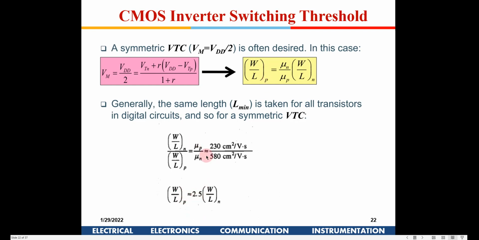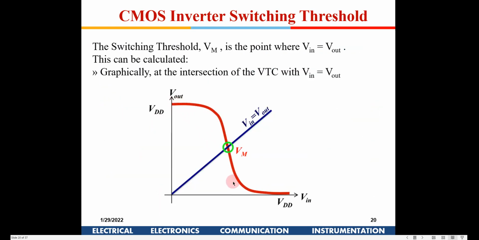So for example, if you see here, the mobility of P is only 230 and the mobility of N is 580 around centimeter square per volt second. So if you keep the W by L of P 2.5 times, and this 2.5 comes from this ratio, and that of N. Generally the L is also kept constant. So if you ensure that the width of the PMOS is 2.5 times the width of the NMOS, then you will find that you will get a symmetrical VTC curve.